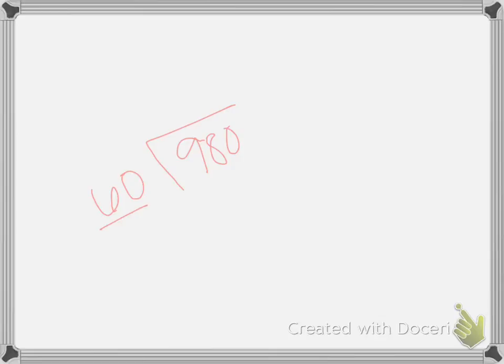So we need to ask ourselves, how many times does 60 go into 98? Just once. 1 times 60. And then 98 minus 60 gives us 38. We have to drop down this 0 and ask ourselves, how many times does 60 go into 380?